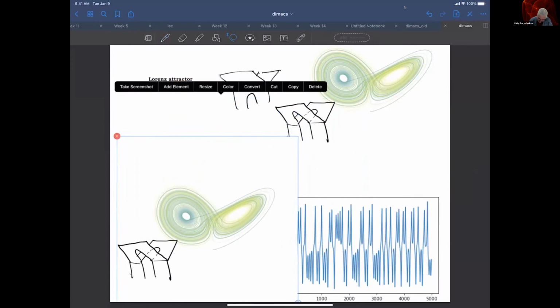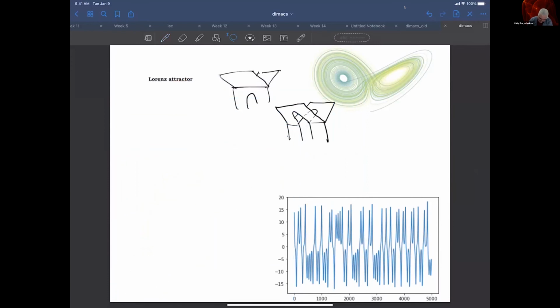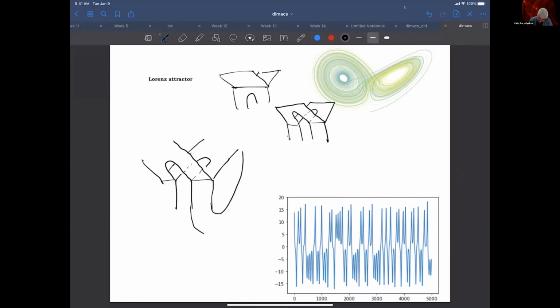Not good. Okay, sorry, let me undo it. Just redraw this picture. So what happens here is that you have bifurcation points here and there, and here you're looping back from this direction, and here looping back from that direction.